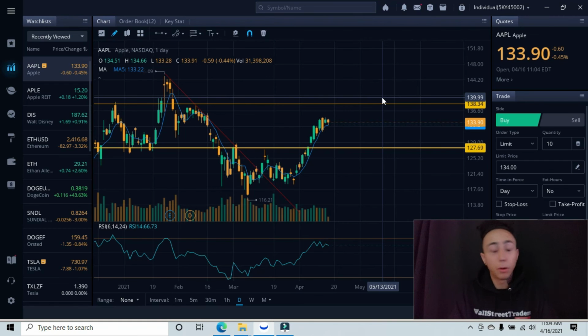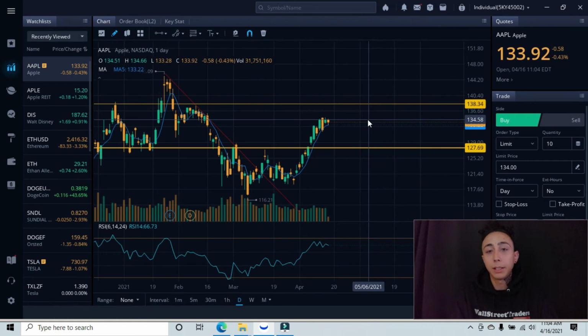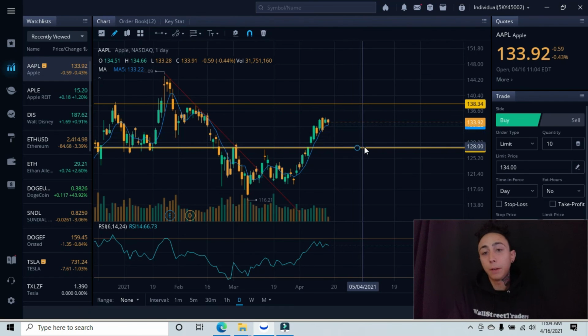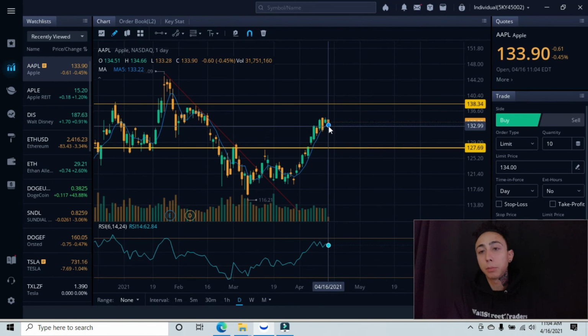Don't have FOMO. I'm going to say it over and over again. The fear of missing out will cause you a lot of pain. So you can either be the safer entry and get back down here at this level, or you can be the aggressive trader and have your stop loss below this level, and your first target be back up here.